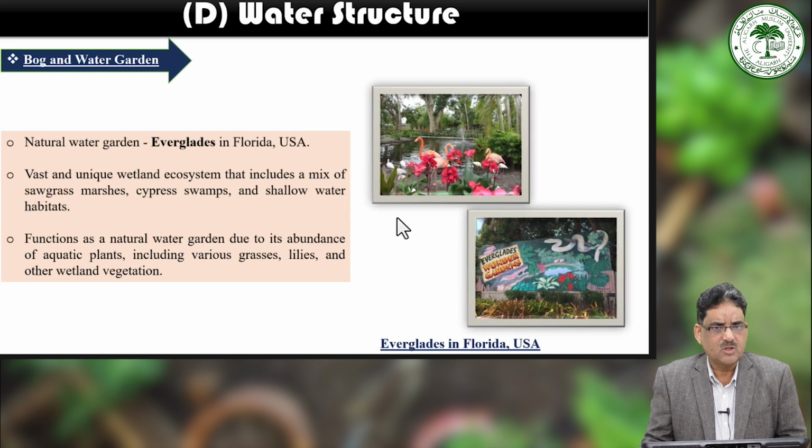An example of a natural water garden is the Everglades, which is situated in Florida, USA. The Everglades is a vast and unique wetland ecosystem that includes a mix of sawgrass, marshes, cypress swamps, and shallow water habitats. It functions as a natural water garden due to its abundance of aquatic plants, including various grasses, lilies, and other wetland vegetation.